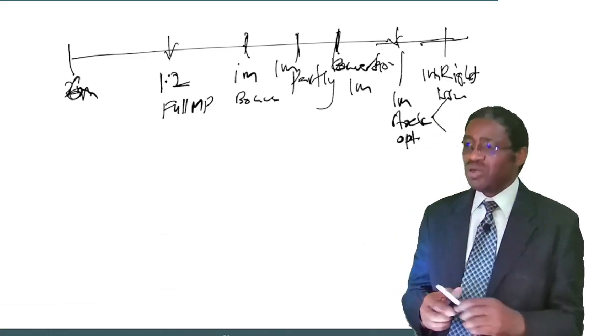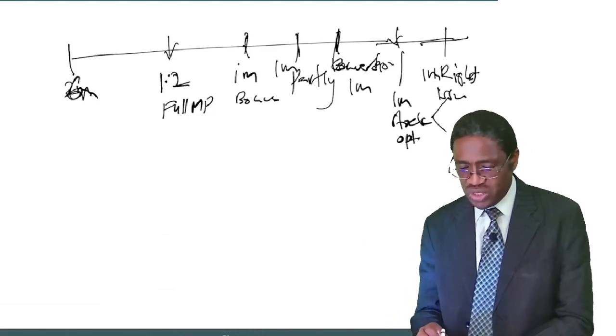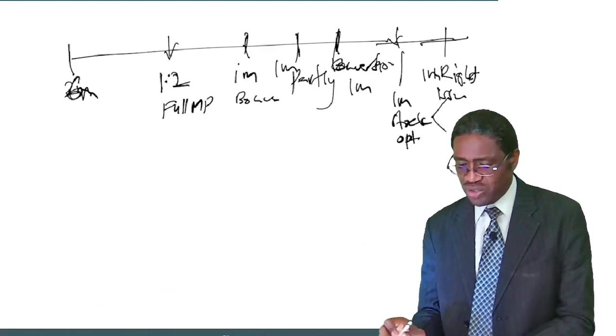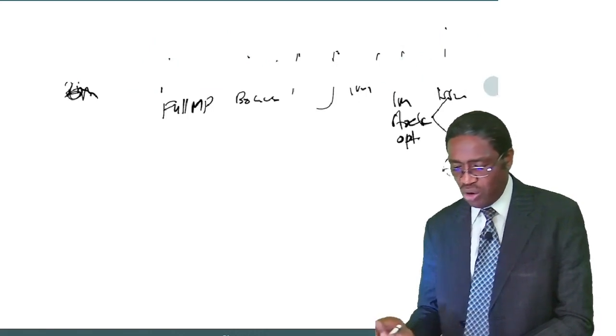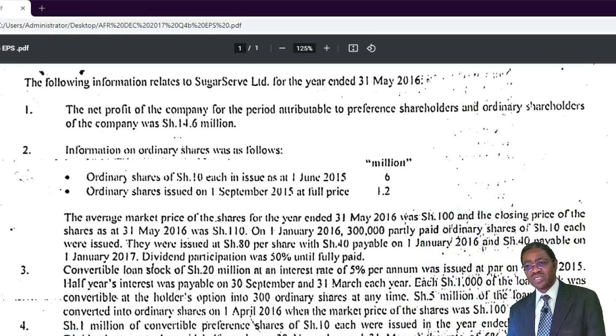So for now, we want to go through the question which we have gone through, and now we want to use it to compute what we are calling the weighted average number of shares. Let's put down our workings for this particular question. We are told by the question that we began the year with how many shares? Note number two, I hope you can see it there. It said we began the year with 6 million shares.